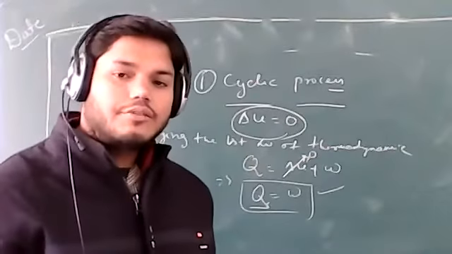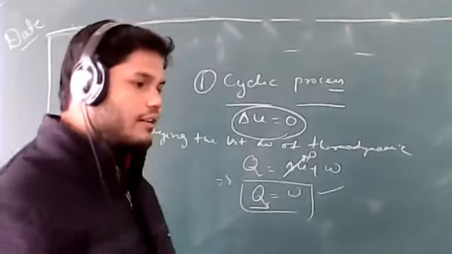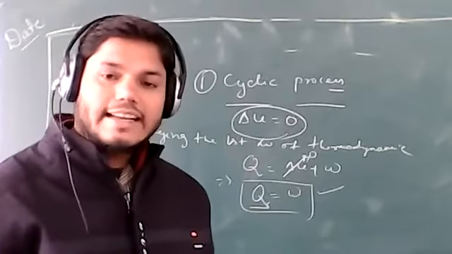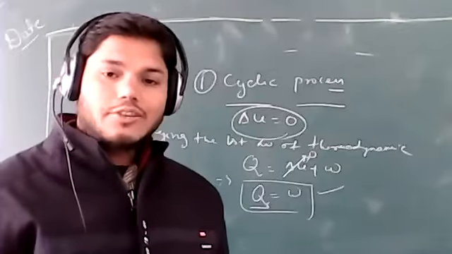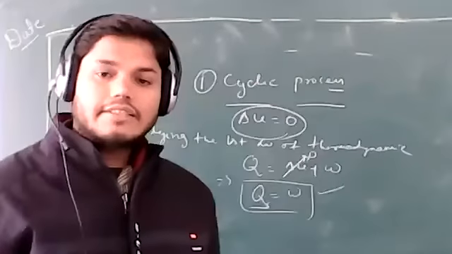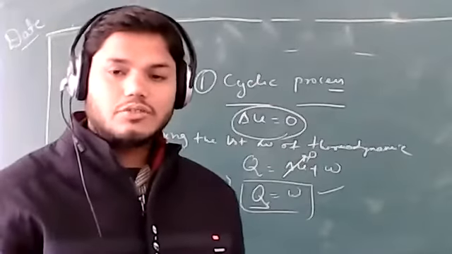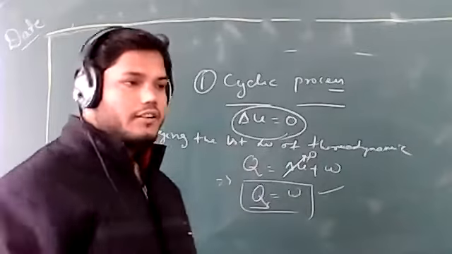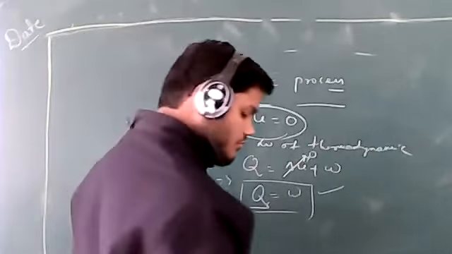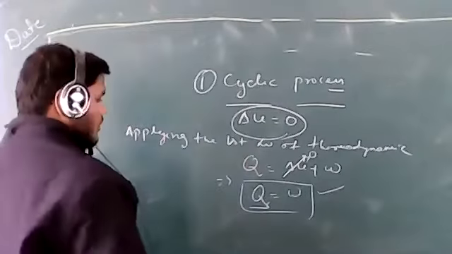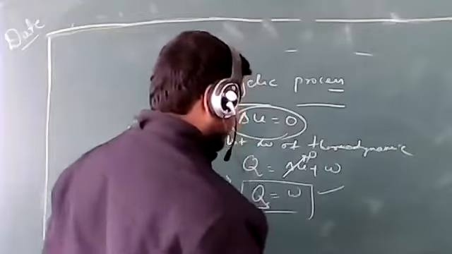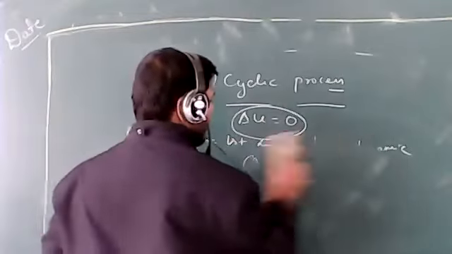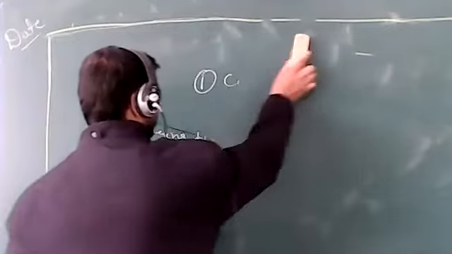How will the question come? If a question comes: state and explain the first law of thermodynamics, as well as how the first law of thermodynamics can be applied in the cyclic process. So this would be a 3 marks question, 2 marks for explaining the first law of thermodynamics, then you have to explain how the first law can be used in the cyclic process. Okay, so this is the application of the first law of thermodynamics in the cyclic process.